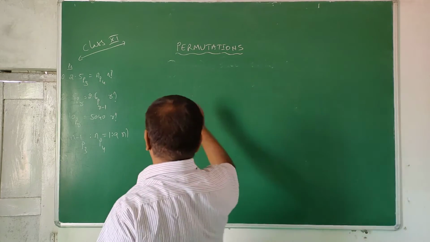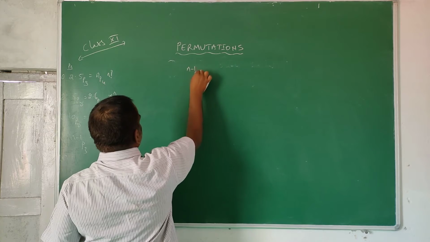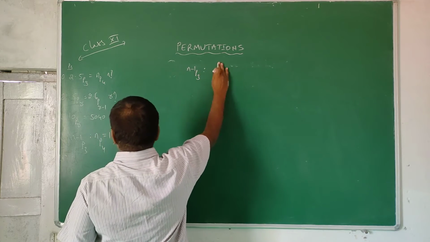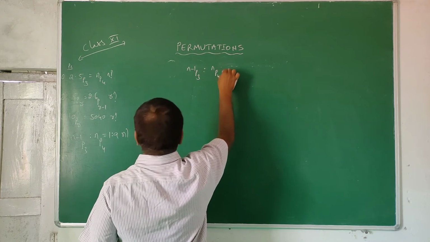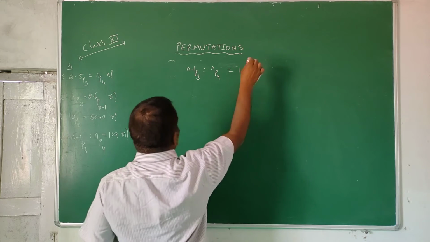Our next question is, if (n-1)P3 is to nP4 equal to 1 is to 9, then find n.